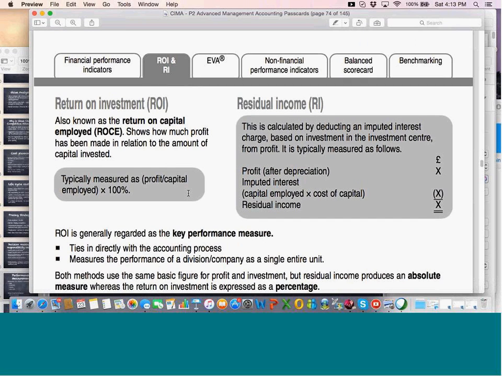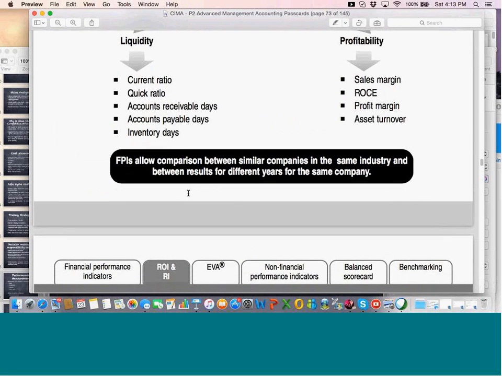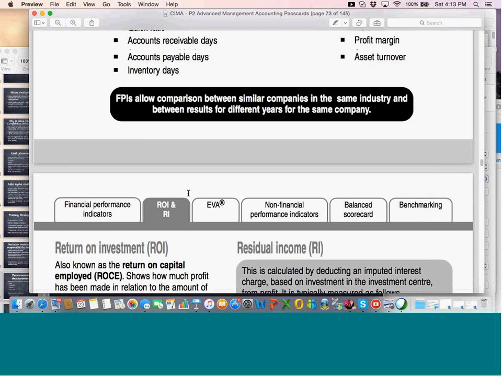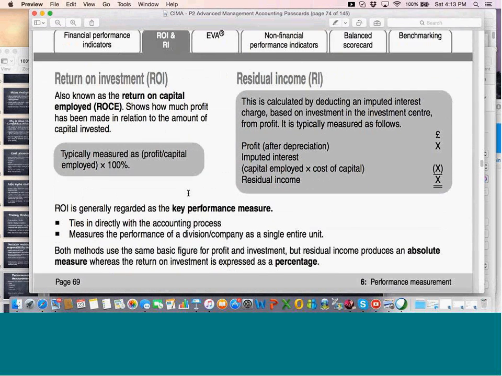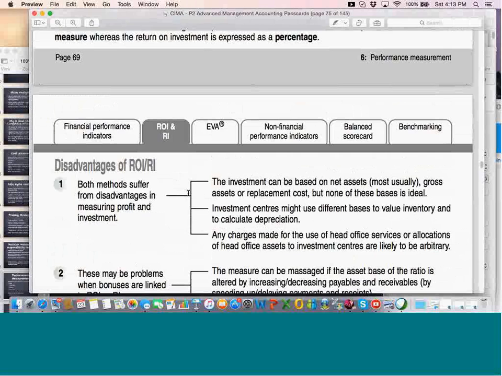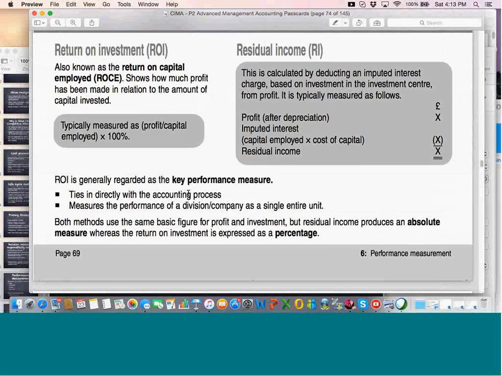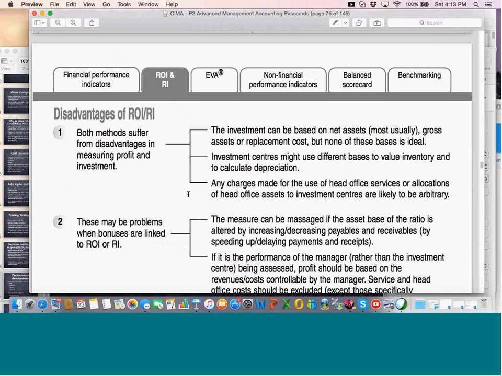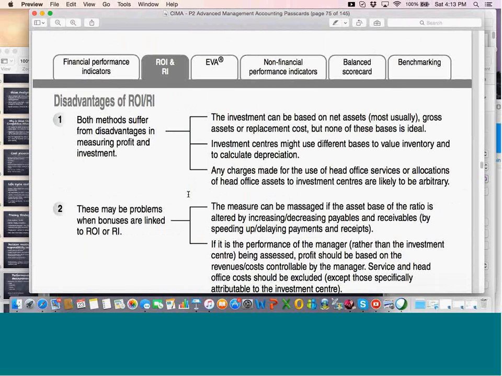So what you can do is calculate the ratios. You have the financial statements, so calculate the ratios. We will do a ratio analysis as well. The ones with ROI are done on net profit. Yes. So ROI and RI both suffer from disadvantages.